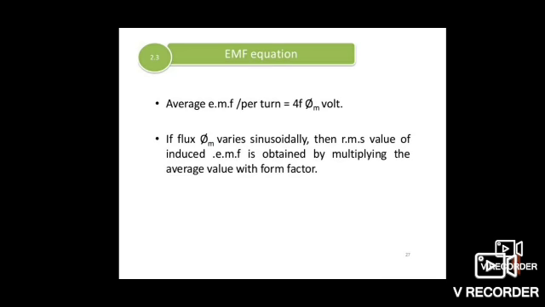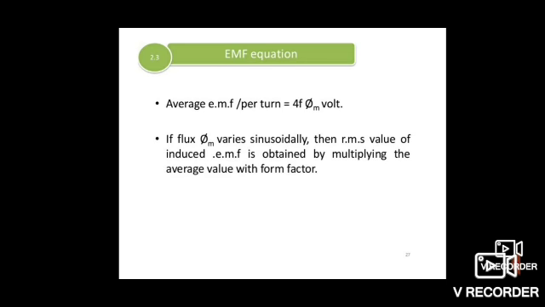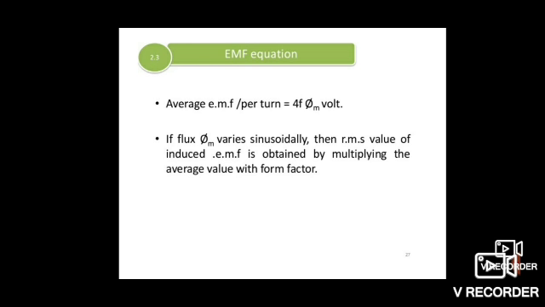So, average EMF per turn is 4f into phi m. Average rate of change of flux is equal to average EMF per turn. According to Faraday's law of electromagnetic induction, the EMF is proportional to the rate of change of flux. Therefore, EMF per turn is equal to 4f phi m volts.